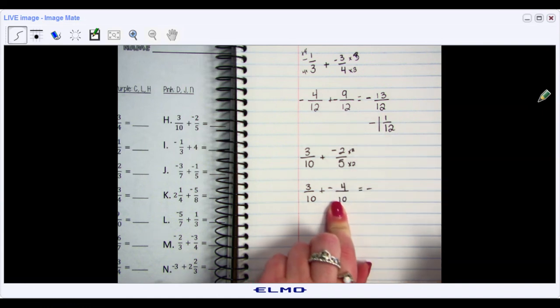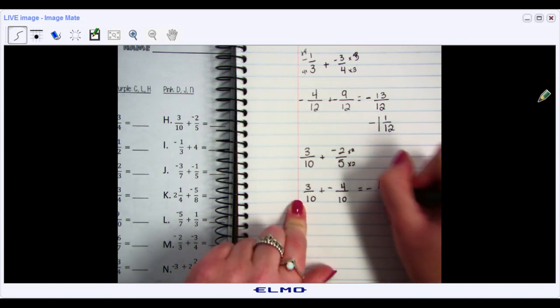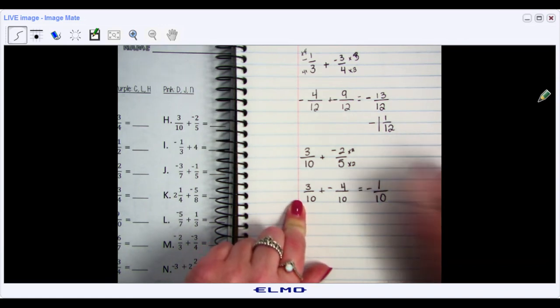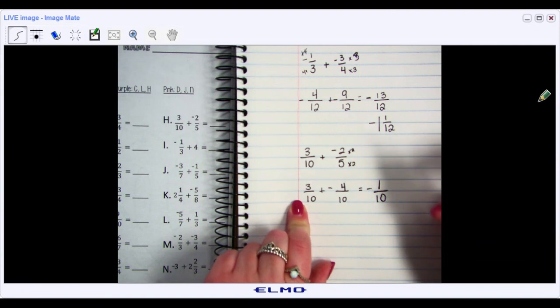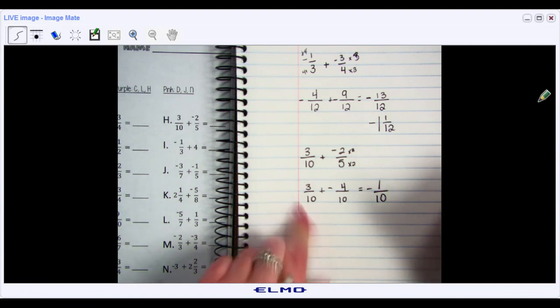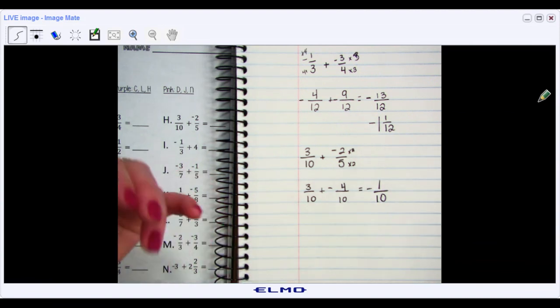So now I'm going to subtract my absolute values. So 4 minus 3 is 1. And then I keep my denominator. So I should get an answer of -1/10. Now, if you are having difficulties with finding a common denominator, please let me know. I can show you the trick on the multiplication chart how to do that.